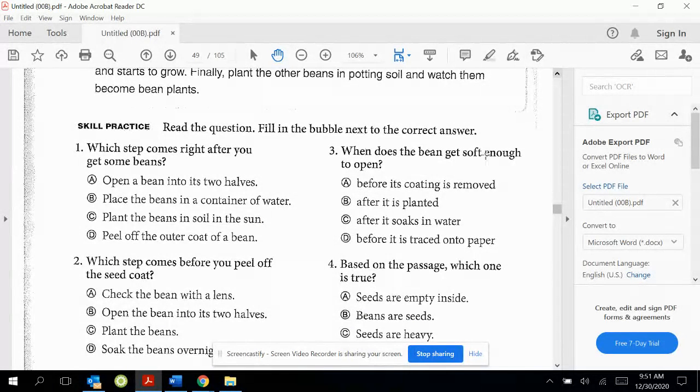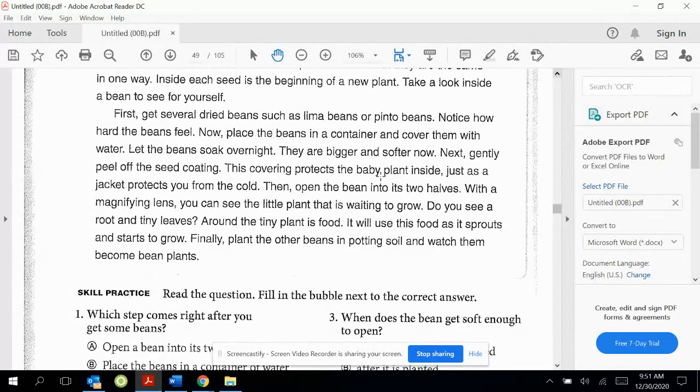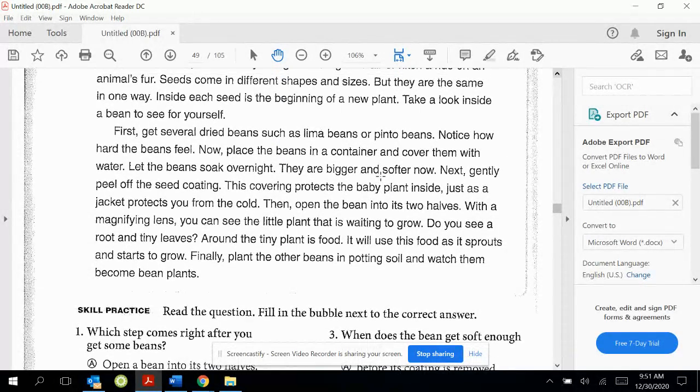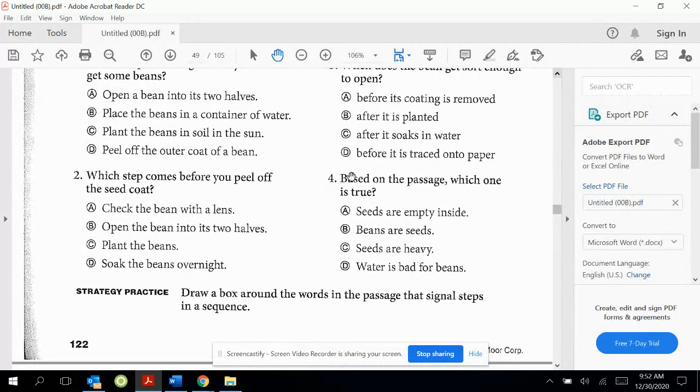When does the bean get soft enough to open? So I see this word, softer. So I can look at the words around this word softer and see what I see. Probably will help me with the answer.